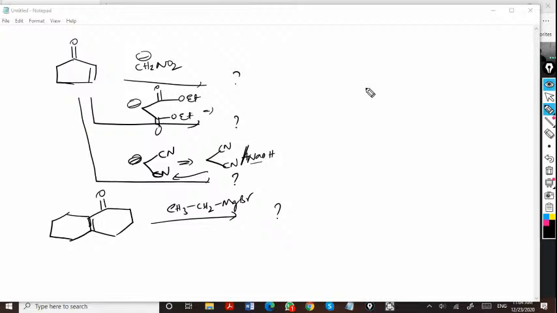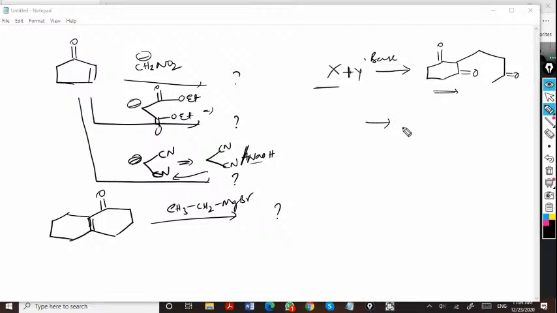One more question. If the product is this one, what could be the starting material? I'm just using this. So here the combination of X and Y, Michael acceptor and donor, resulted in this product. So what are the Michael acceptor and Michael donor for the preparation of this compound? And a similar type of question, with base.